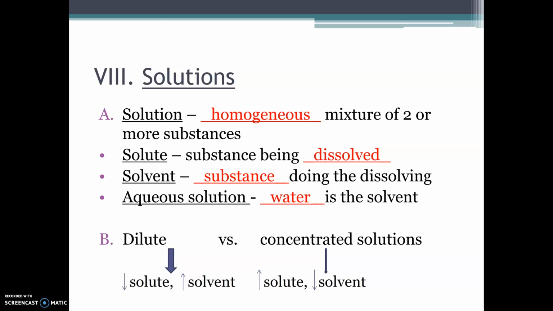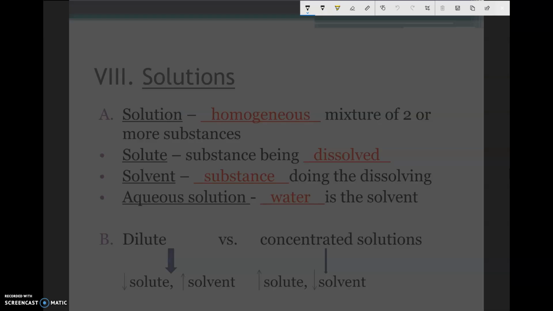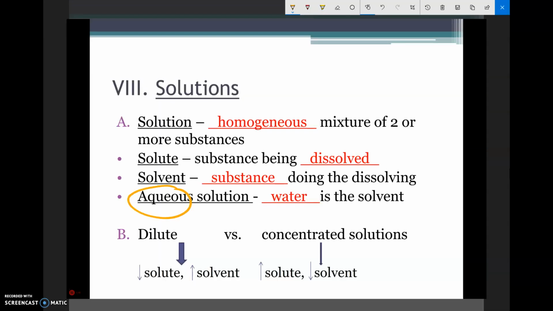So for example, if we have sugar water, we have sugar and water, two substances, and they get mixed by stirring. So there's your physical change. And the solute would be the sugar because it gets dissolved, and the solvent is the water because it is doing the dissolving. If you ever see the term aqueous, aqueous always means water.